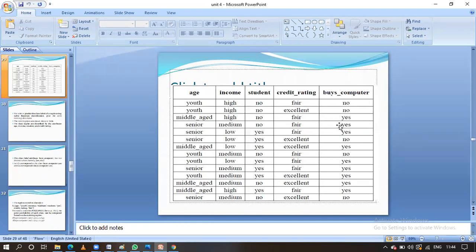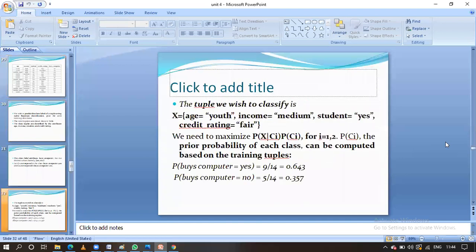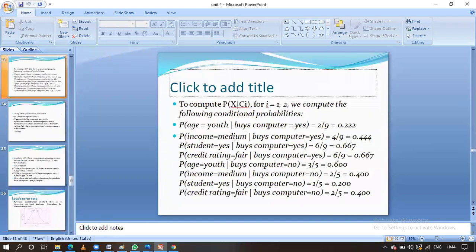Going through the records: middle age, no count; senior, no count; senior, no count; no count; here yes, middle age, no count; here yes, youth, one count; here yes, senior, no count; yes, youth, so two counts, guys. Now overall, how many yes are there? 9, out of which youth are 2. That is why 2 by 9, the probability of age equal to youth for buying a computer equal to yes.